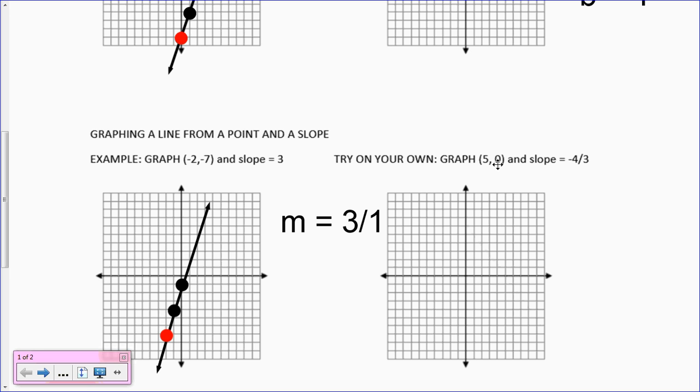Here you have to graph the point 5, 0, with a slope of negative 4 over 3. Go ahead and try that on your own. When you come back, I'll have the answer for you.